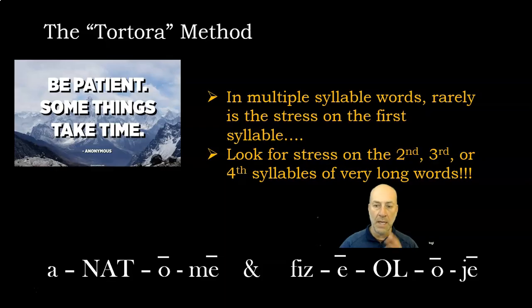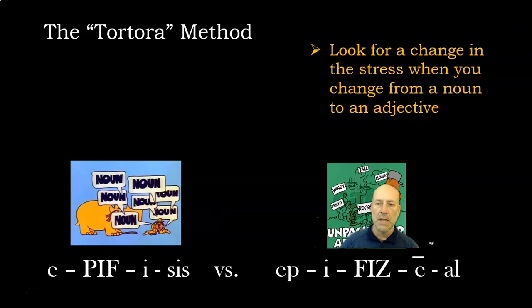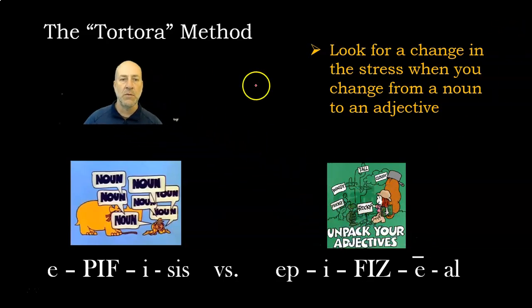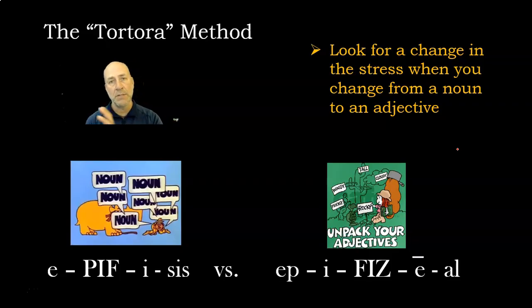So again, anatomy, 4 syllables, anatomy, accent on the 2nd of 4. Physiology is 5, accent on the 2nd. Okay, or sorry, the 3rd, physiology, 3rd out of 5. So just be patient and wait for the accent to come later. And then just be aware of what part of speech you're looking at. If you're looking at more of a noun, then the accent may be in one place, but if you turn that same noun into the adjective form, then the accent may change.